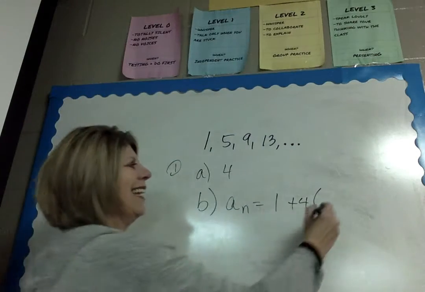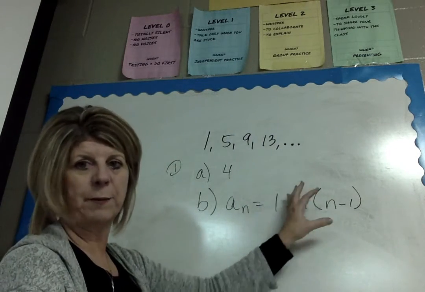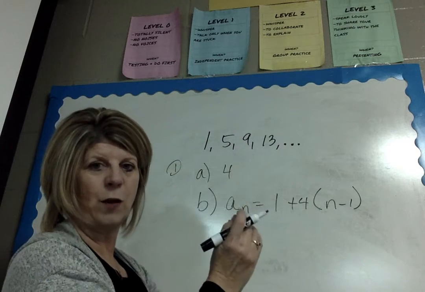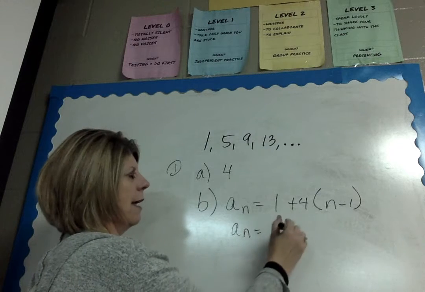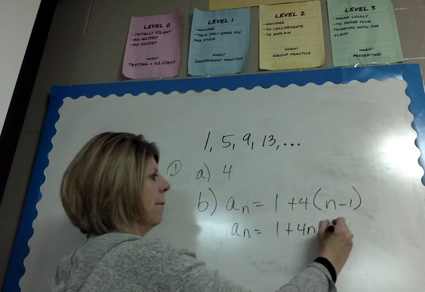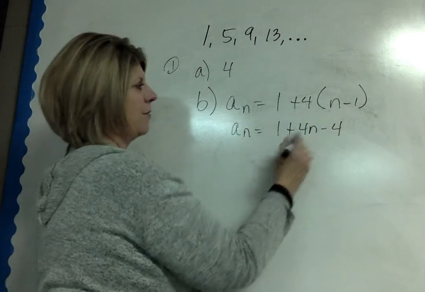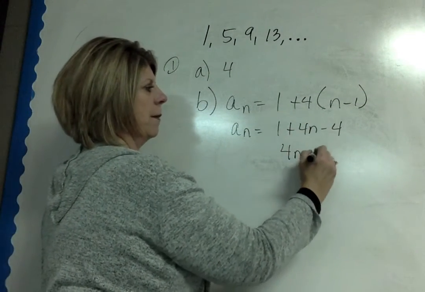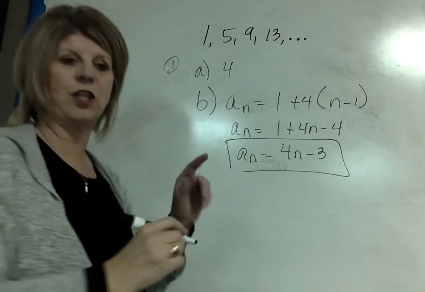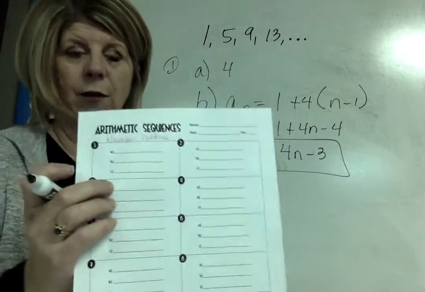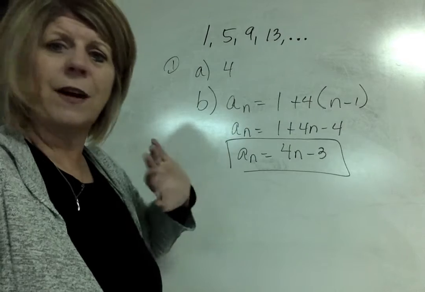times n minus 1. The difference is we want to go ahead and simplify this and get it down to an equation, and now I can find any term if I wanted to. So a sub n equals 1 plus 4n minus 4. I'm going to distribute that 4. Then 1 minus 4. So I'm going to put the 4n in first. Then minus 3. a sub n equals 4n minus 3. This is the equation that you want to write down for B. That's the equation that we can use, and now we can use that equation to find any term.